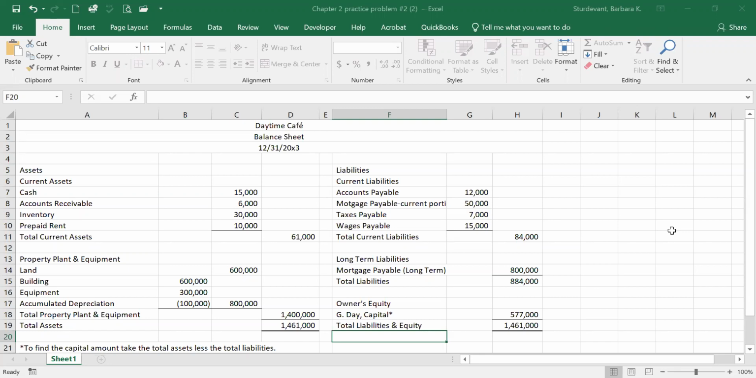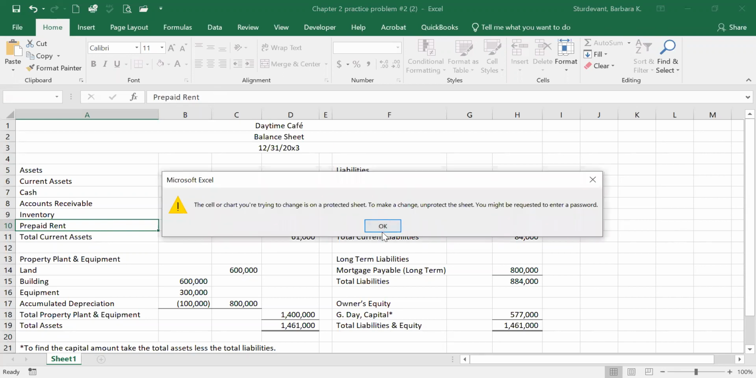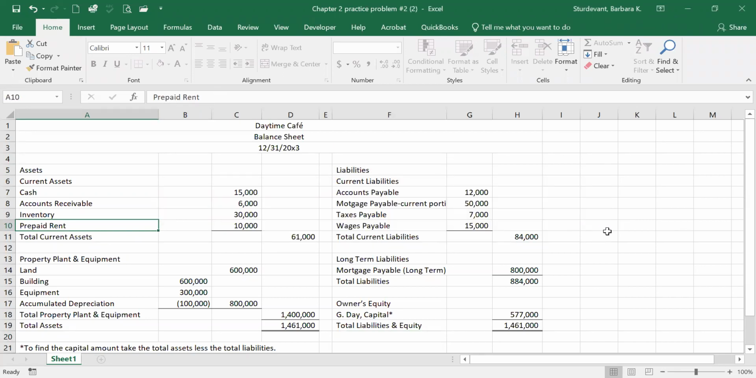Excuse me, row 10, cell A, should be prepaid insurance, not prepaid rent. Okay. No, it's not going to let me. Oh, that's my spreadsheet's protected. I'll fix it after. All right, questions. All right, let me get out of here.